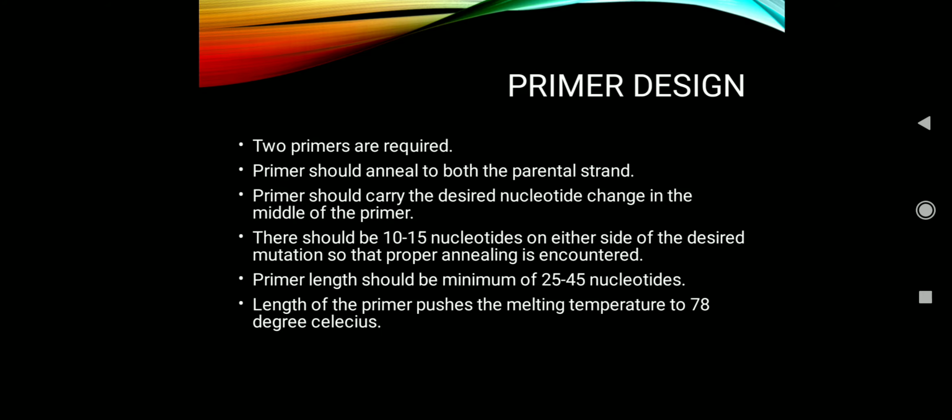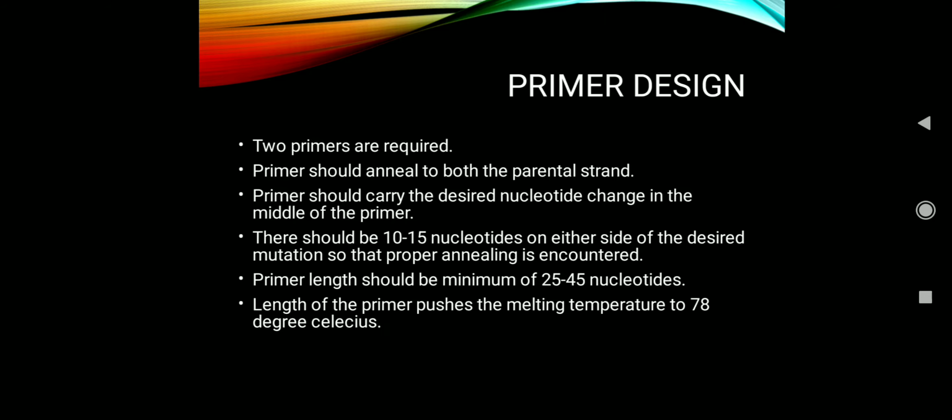Then we have seen the factors. Now, how do we design the primer for this? As I told you, two primers are required here. Both primers should be able to anneal to the parental strand. Like that we have to design the primer. The primer length should be about 25 to 45 nucleotides. In the primer, the mutation will be there. On either side of the mutation, 10 to 15 nucleotides should be present such that it gets annealed properly to the parental DNA.